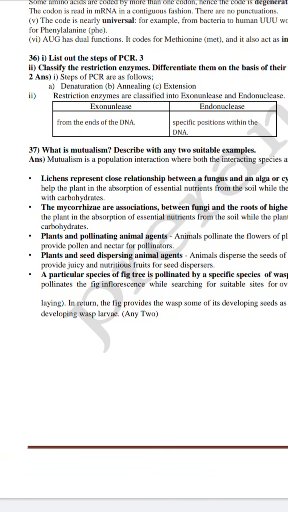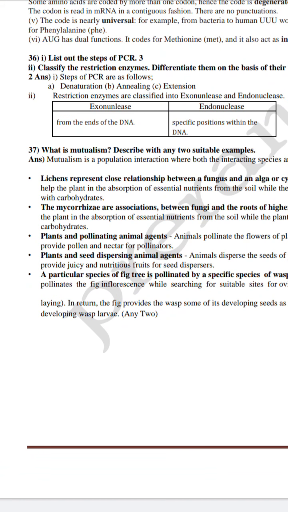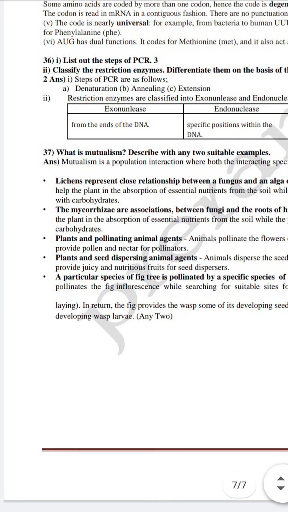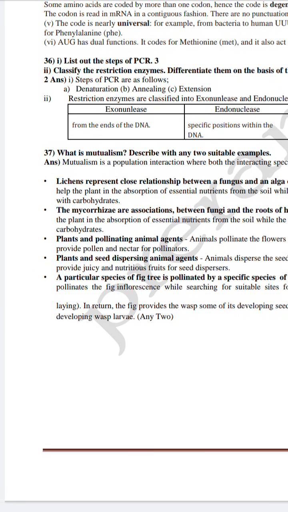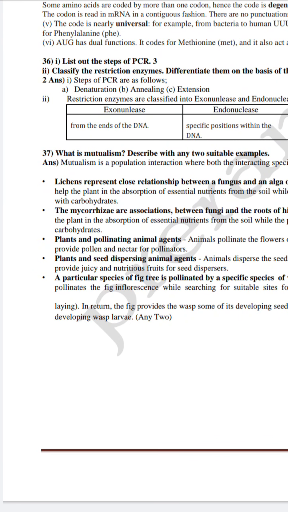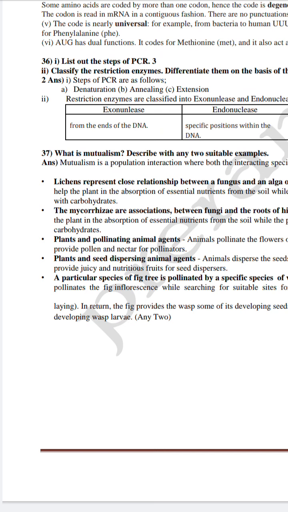Plants and pollinating animal agents, plants and seed dispersal animal agents, and a particular species of fig tree is pollinated by a specific species of wasp only. So these are the examples. Each example carries 1 mark. So write the example and explain the process of how mutualism is happening, so that you can get 5 out of 5 marks. Of course they asked you to explain 2 examples only, but to be on the safe side, these examples can be written for 3 or 4 also.